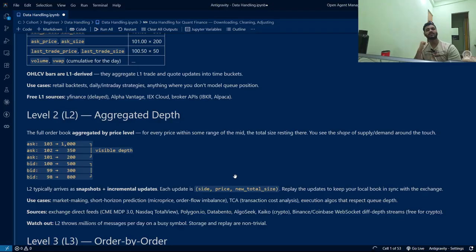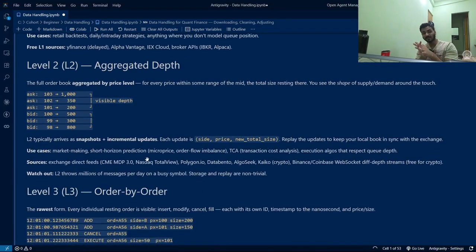L2 typically arrives in snapshots and incremental updates. Each update includes side, price, new total size. Replay the updates to keep your local book in sync with the exchange. Use cases: market making, short horizon prediction, basically your micro price, order flow imbalance, TCA, execution algos that respect the queue depth.